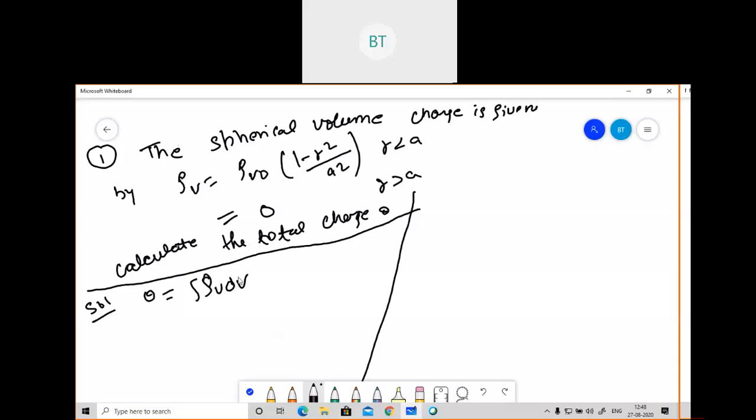Okay, so moving on, one thing you need to remember is that for the sphere case, the volume element will always be r square sine theta. One problem we solved in the last class, there also I wrote r square directly. Wherever you see a sphere, always apply r square sine theta into dr d theta d phi.